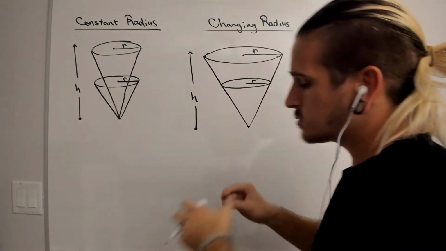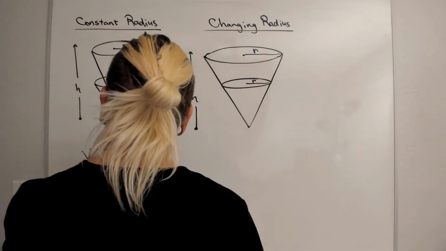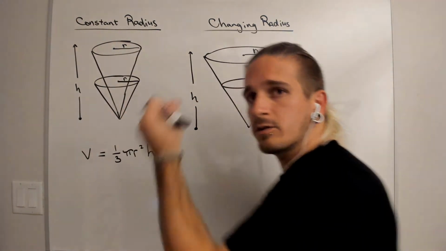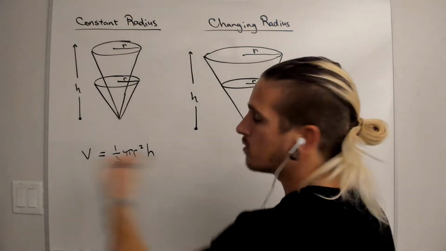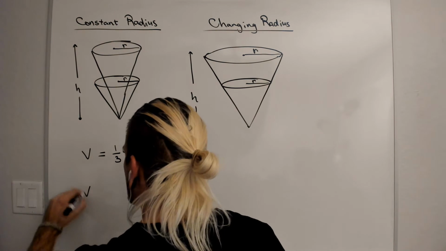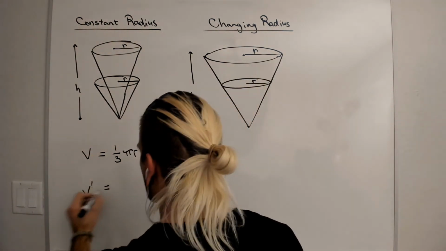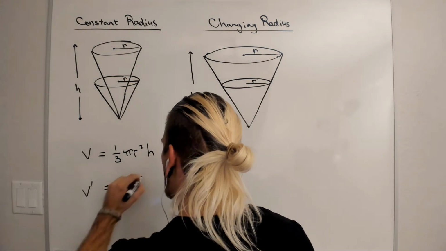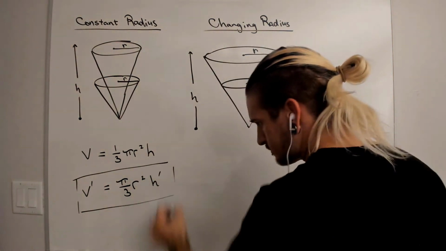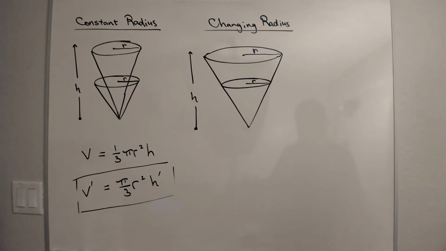So let's see what the formulas would be for these. Well, start with the volume. Volume is 1/3 pi r squared h. And again here for the first one, we're holding the radius constant, which means the only variable is the height. So V prime, or dV/dt, the derivative of the volume with respect to time, would be pi over 3 r squared h prime. And that's it. R squared is a constant, so we would not change that.